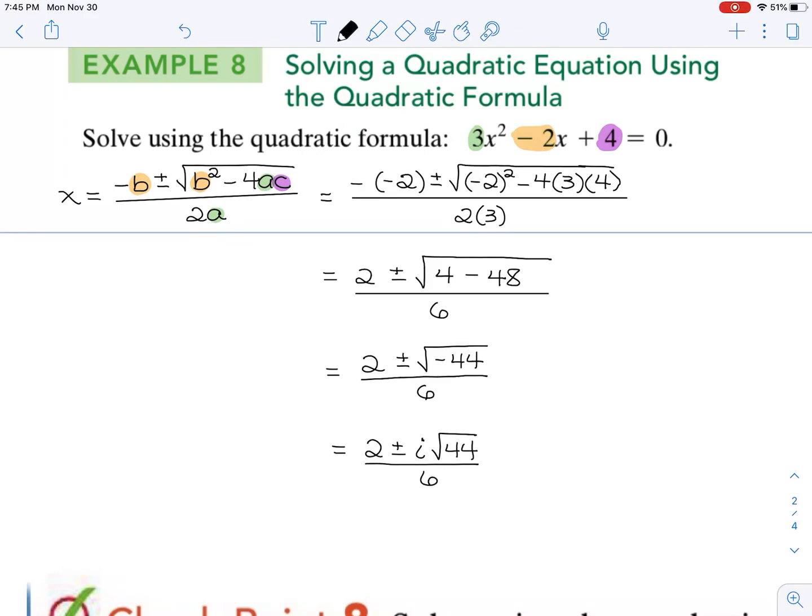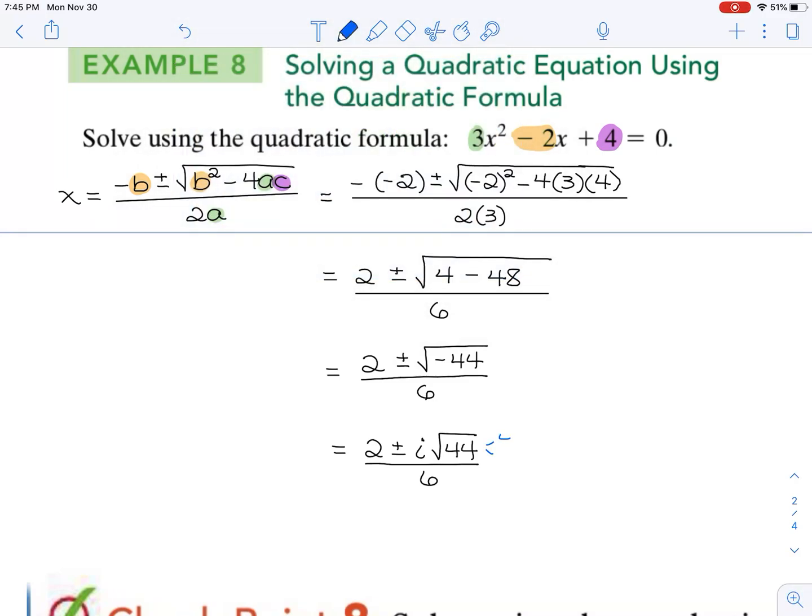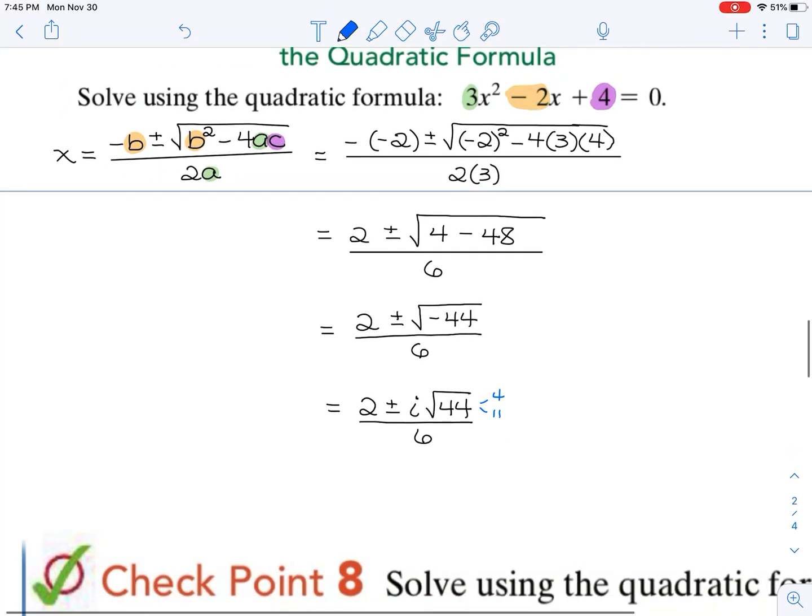44 is made up of 4 times 11. And since 4 is a perfect square, it can come out of the radical. So this gives me 2 plus or minus 2i square root of 11 all over 6.